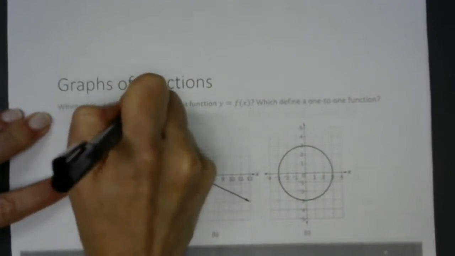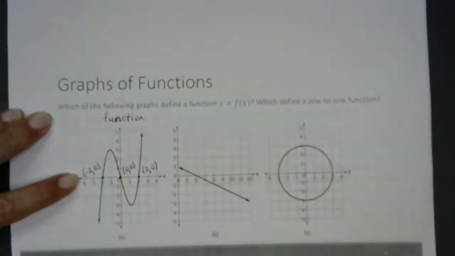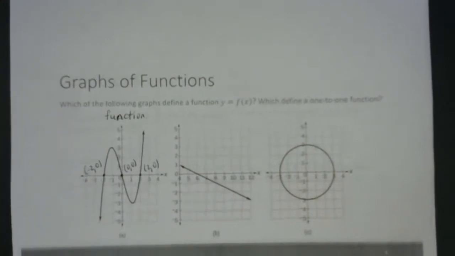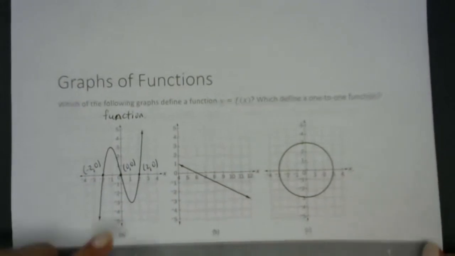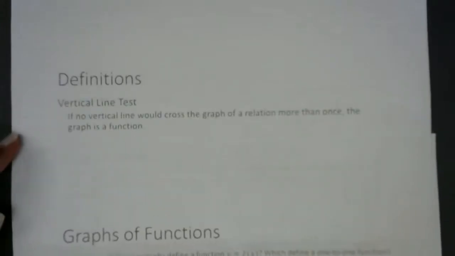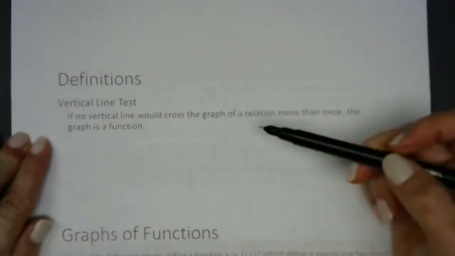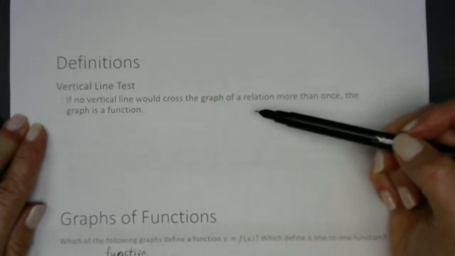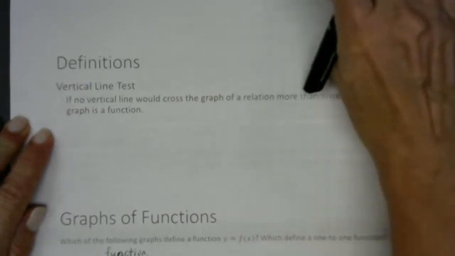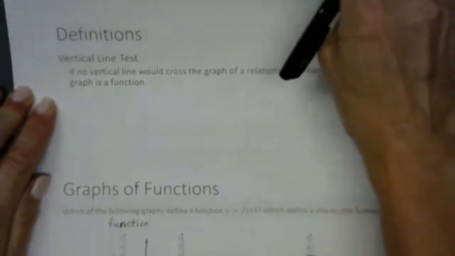And some of you may have heard of the vertical line test. The vertical line test is an easy way to determine if a graph is in fact a graph of a function. The vertical line test says that if no vertical line would cross the graph in more than one place, then that graph is a function.